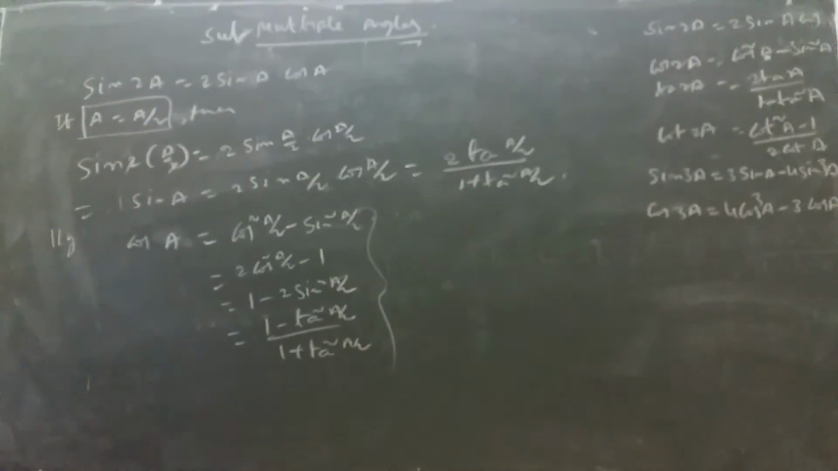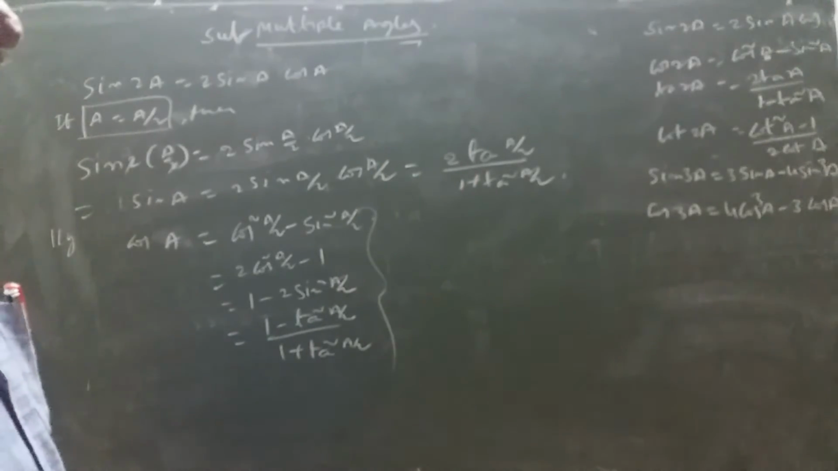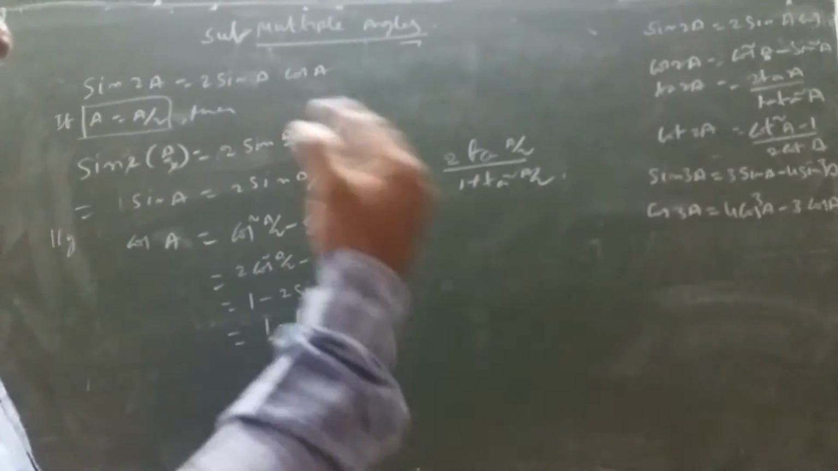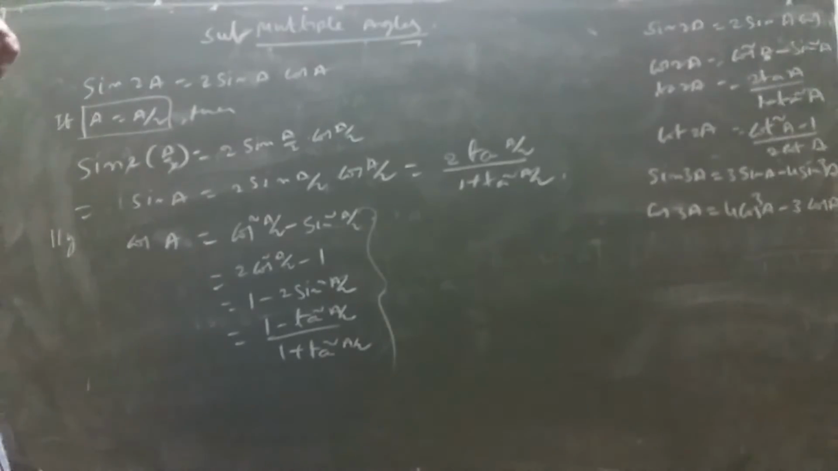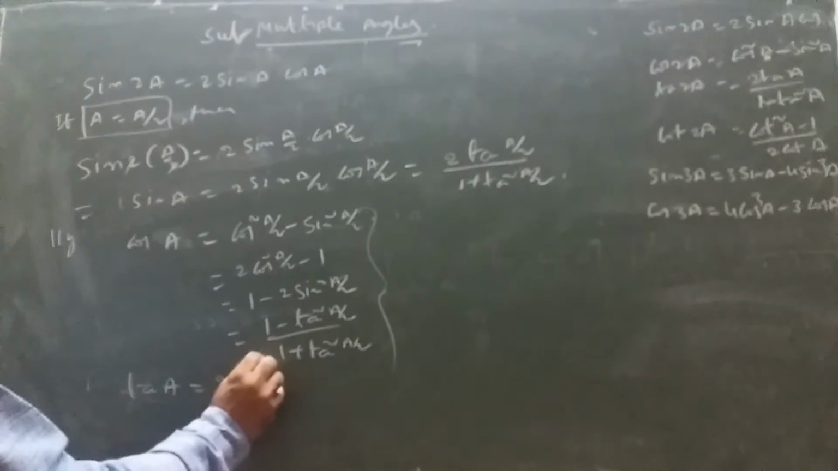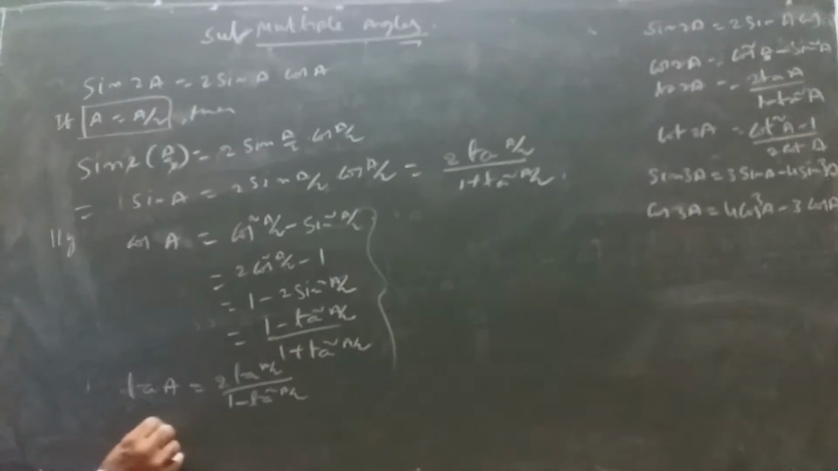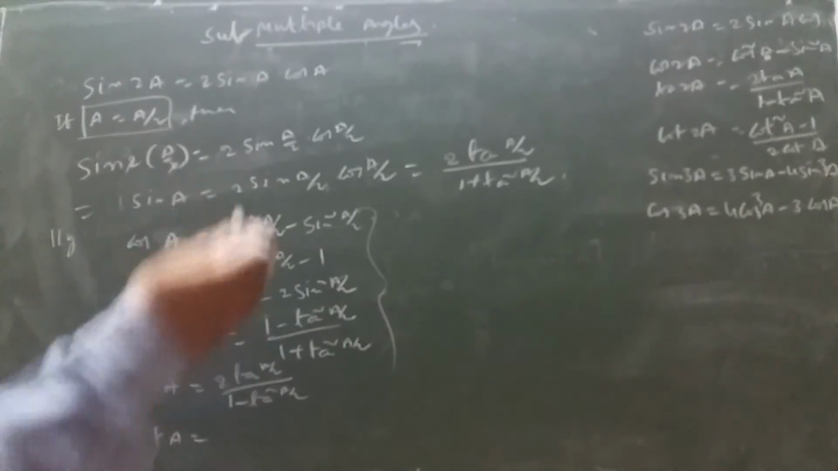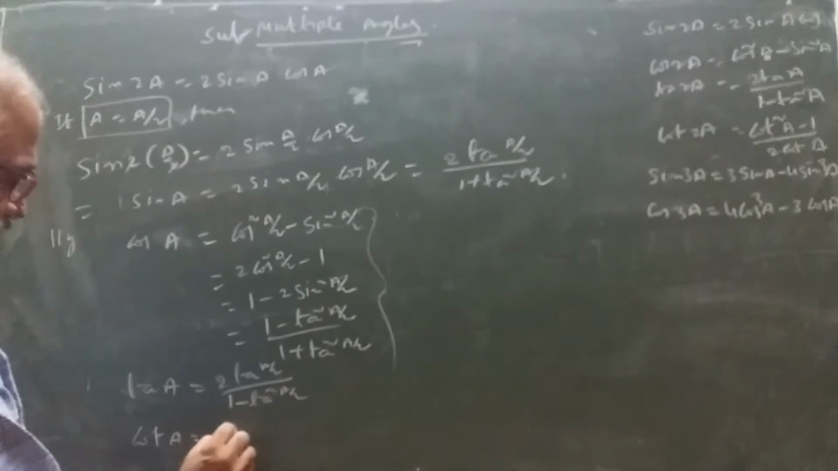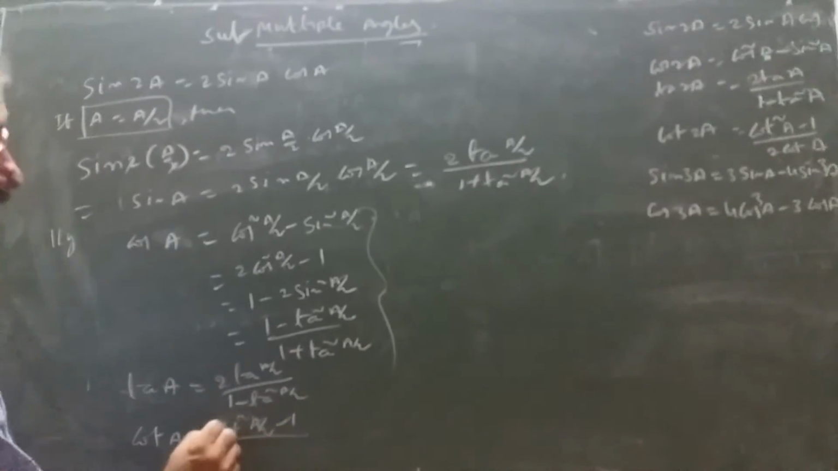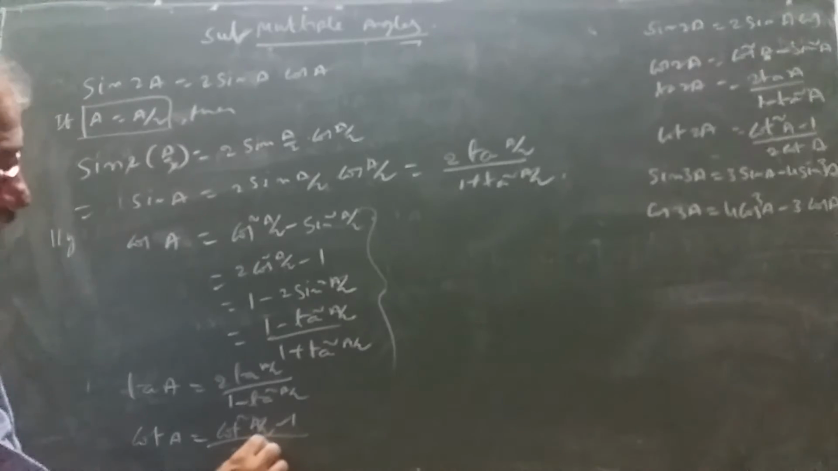These are the most important. Similarly, tan A can be written in terms of tan A by 2: tan A is equal to 2 tan A by 2 by 1 minus tan square A by 2. Similarly, cot A can be written as cot square A by 2 minus 1 by 2 cot A by 2. These are the formulas about A by 2.